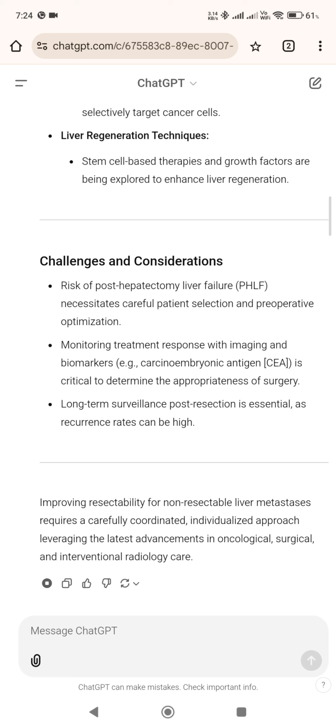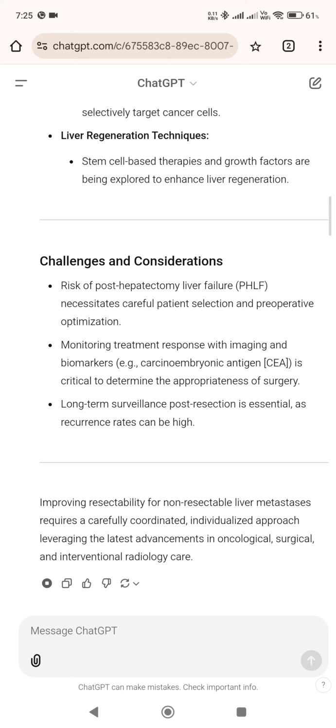Challenges and considerations. Risk of post-hepatectomy liver failure, PHLF, necessitates careful patient selection and preoperative optimization. Monitoring treatment response with imaging and biomarkers, e.g., carcinoembryonic antigen, CEA, is critical to determine the appropriateness of surgery. Long-term surveillance post-resection is essential, as recurrence rates can be high.